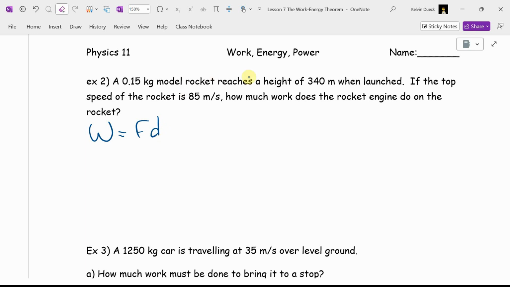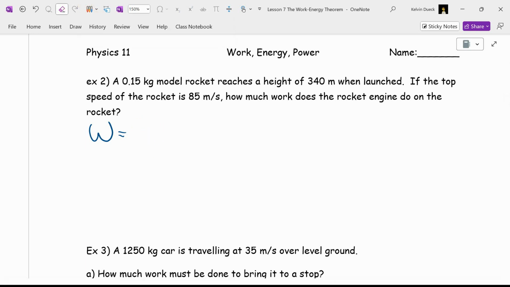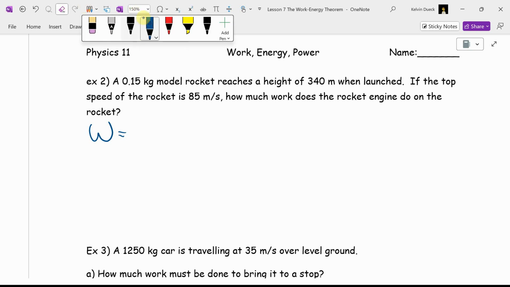They gave me a distance, that 340, and I might be tempted to go like mgh or something, but have I incorporated the 85 yet? What is that 85? What are the units next to it? It's a speed. I think there's going to be a change in kinetic energy. I need to use the work energy theorem. What's the work energy theorem?